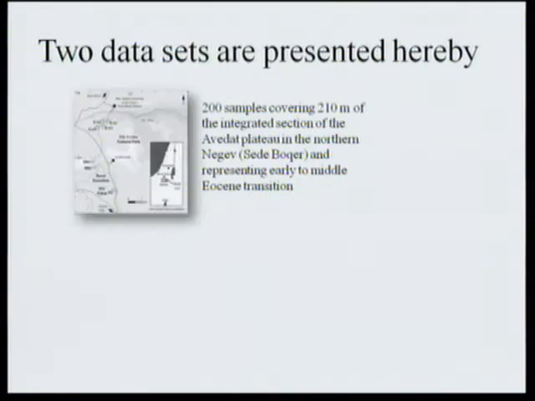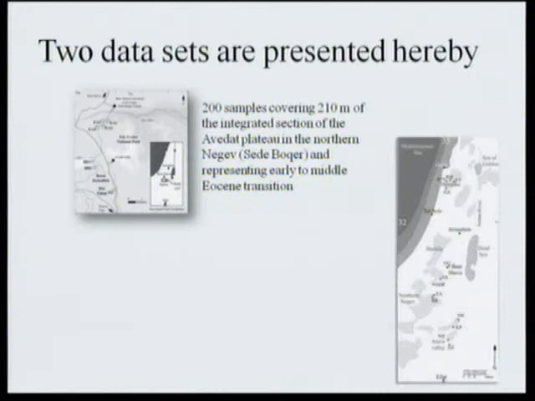The one is 200 samples covering 210 meters of integrated section of the Avdat Plateau. Here is Tebokher, and here is the Avdat Plateau. As you remember, a lot of chalk. We have more than 200 meters of chalks, and this is representing the passage from early to middle Eocene through time.